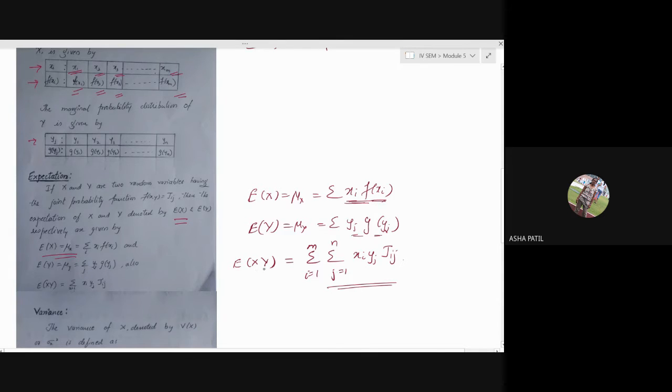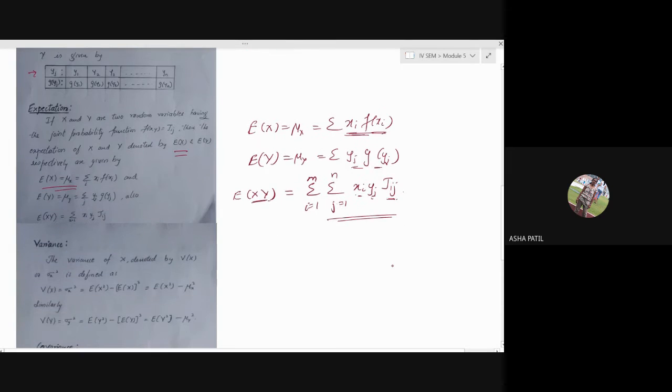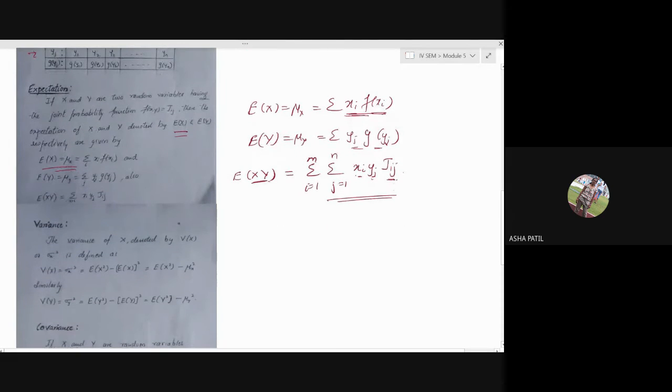So now we want the expectation of x into y. So x into y is multiplied by its corresponding probability. The corresponding probability that x equal to xi, y equal to yj is nothing but pij. So we write xi, yj, pij. So this will give you the expectation of xy.